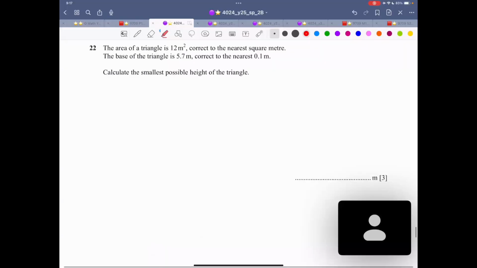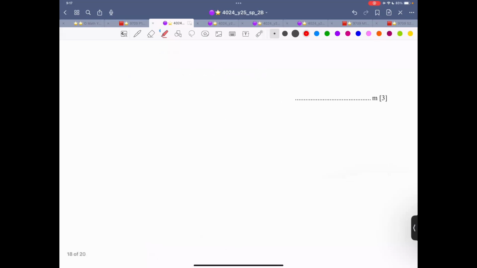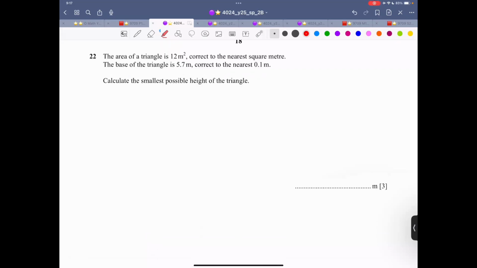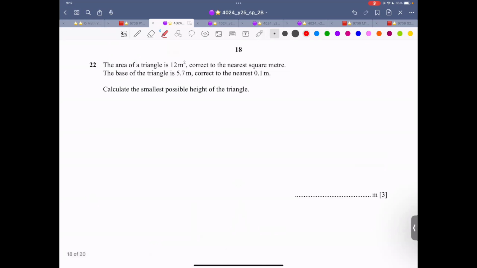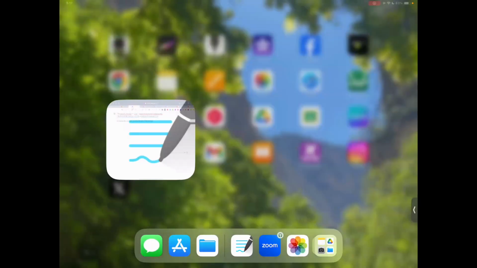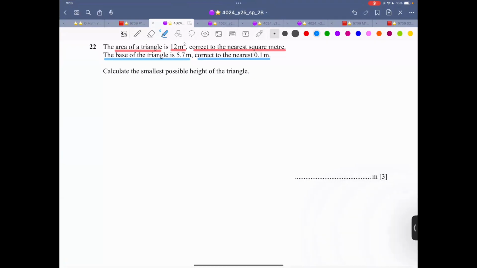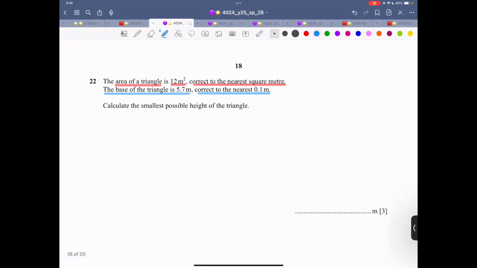We are finally on the second last and the last question of this paper. So let's solve these two. First of all, it says the area of a triangle. We are talking about a triangle. The area of a triangle is 12 square meters, correct to the nearest square meter. And then it says the base of the triangle is 5.7, correct to the nearest 0.1 meter. So now calculate the smallest possible height of the triangle.